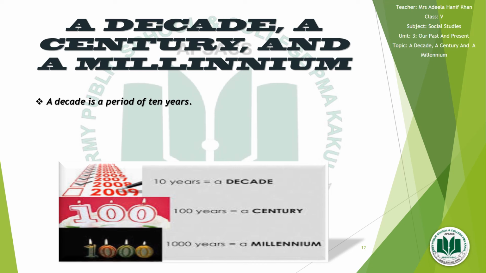What is a century? A century is a period of 100 years. When we say that we are living in the 21st century, it means that we have passed 20 sets of 100 years since the birth of Christ. The years of the 21st century will begin with 20 and not 21.